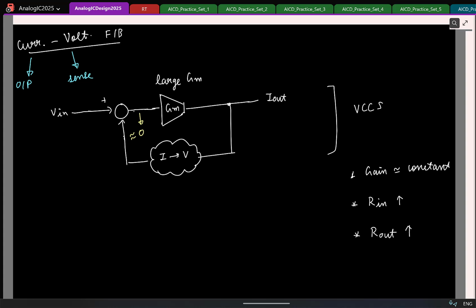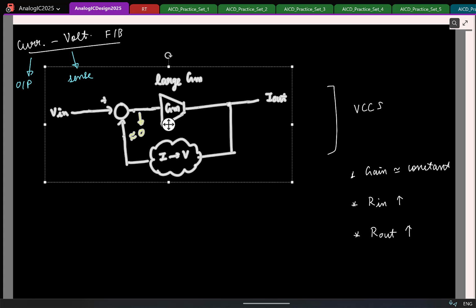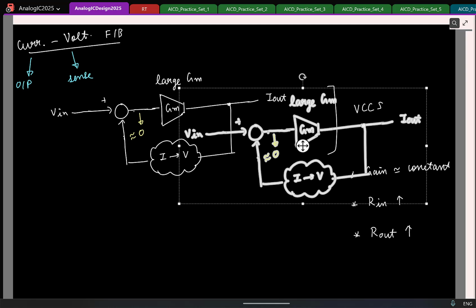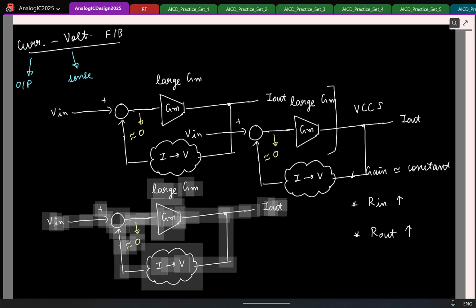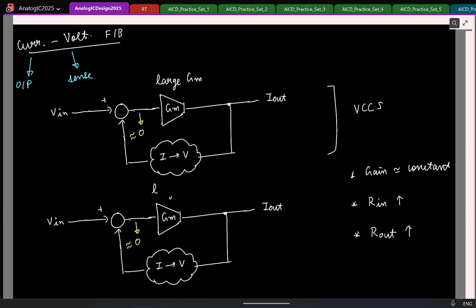See, one way to realize a large GM is like this. So let me first show that. Instead of having one single block which has a large GM, I can assume that first I take the voltage, amplify it, and then I give it to a small GM.